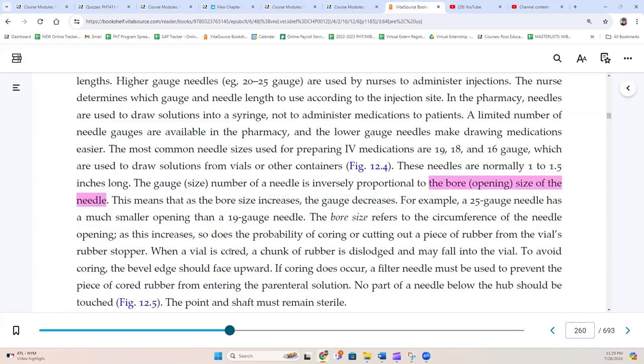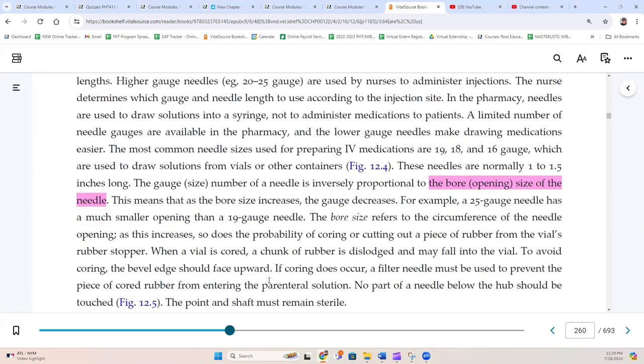This means that as the bore size increases, the gauge decreases. For example, a 25 gauge needle has a much smaller opening than a 19 gauge needle. The bore size refers to the circumference of the needle opening, and as this increases, so does the probability of coring, or cutting out a piece of rubber from the vial's rubber stopper. When a vial is cored, a chunk of rubber is dislodged and may fall into the vial.